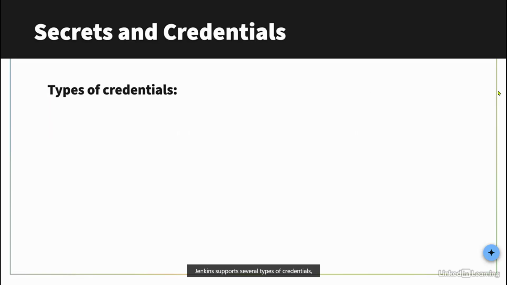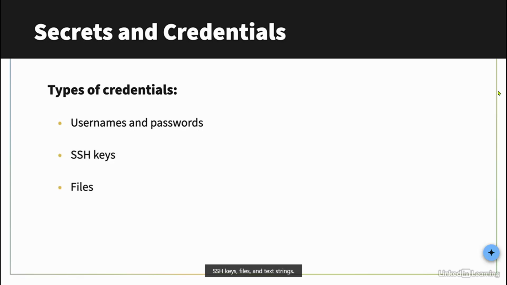Jenkins supports several types of credentials, including usernames and passwords, SSH keys, files, and text strings. Text strings are particularly useful for values like API keys or security tokens. Once we have credentials stored in Jenkins, we can use them in job configurations, including pipeline projects.